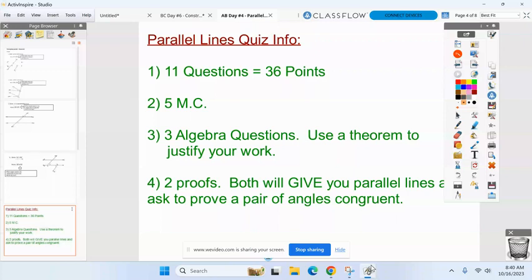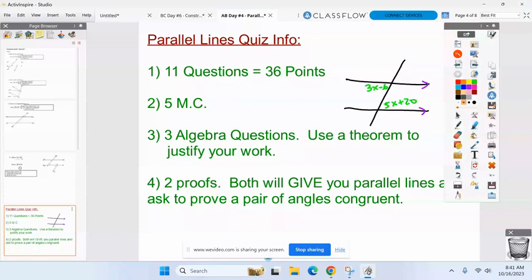Algebra questions. I will give you a set of parallel lines cut by a transversal. So I'll tell you these are parallel. And I'll say something like this: 3x minus 6, 5x plus 20. What's the value of x?